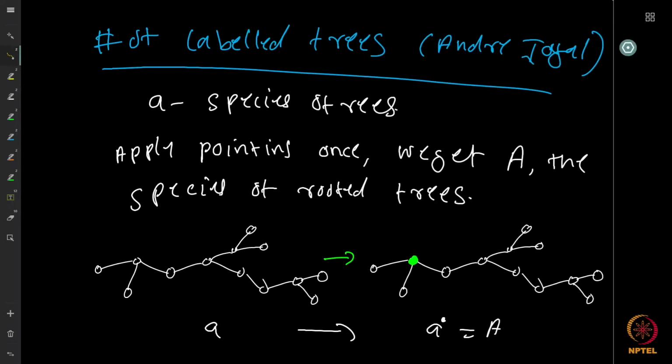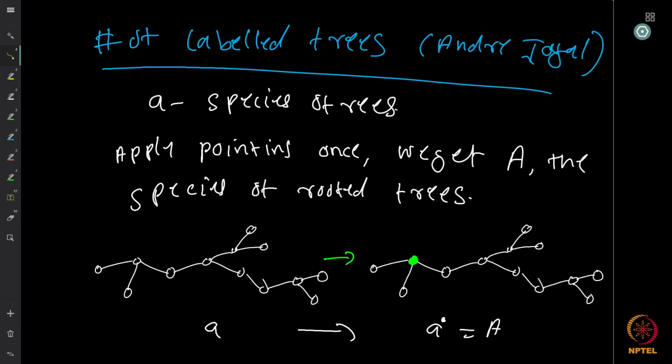Now we conclude this lecture with a very nice application to count the number of labeled trees, and this was given by Andre Joyal. We already counted the number of labeled trees in our course earlier using some techniques, and we showed that it's actually n raised to n minus 2. So we are going to prove the same thing, but now using the species.